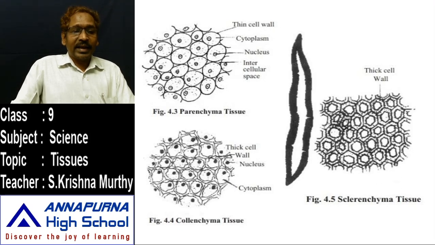than the parenchyma tissue. So the parenchyma tissue contains a prominent nucleus. Here also a prominent nucleus is there, but it may be present somewhere near the brim of the plasma membrane, or somewhere in the middle of the cell. And the third one is sclerenchyma tissue.